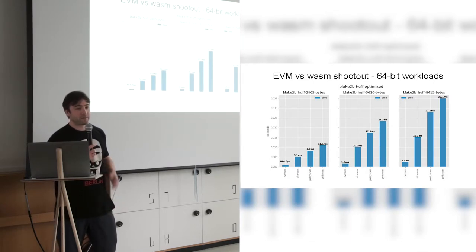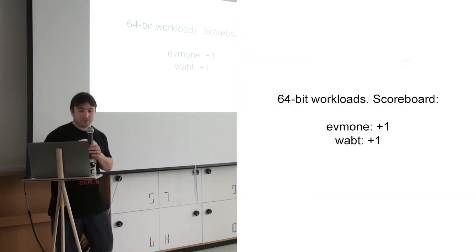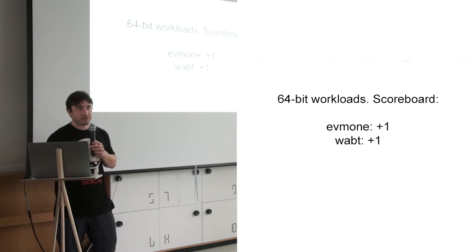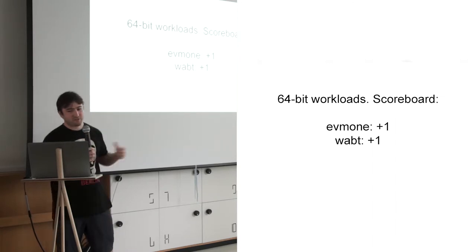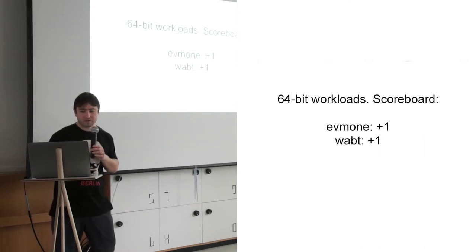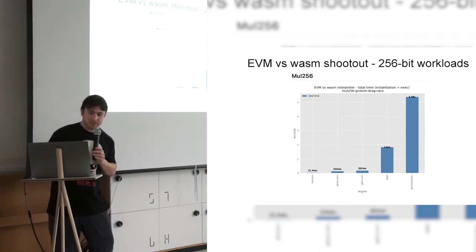I'm going to get to that. So, scoreboard here: EVM1 was faster on Blake 2B, and on SHA-1, Wasm was faster. So moving on to the 256-bit workload.